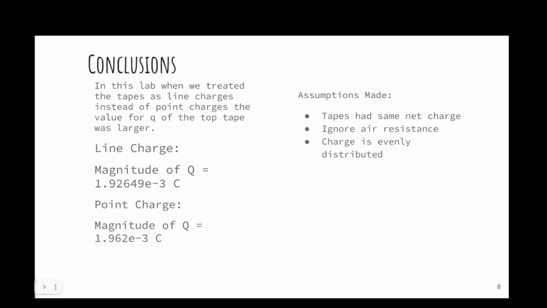So the conclusions: in this lab, when we treated the tapes as line charges instead of point charges, the value for Q of the top tape was larger. The assumptions that were made were that the tapes had the same net charge, ignoring air resistance, and the charge is evenly distributed.